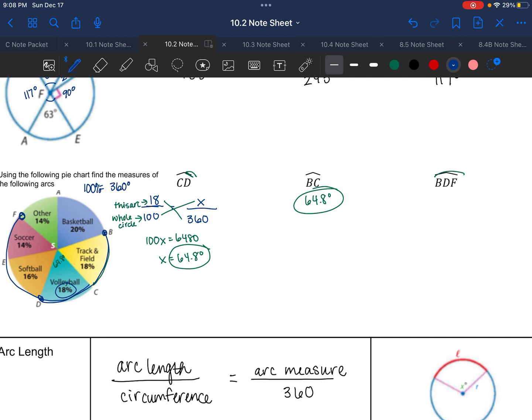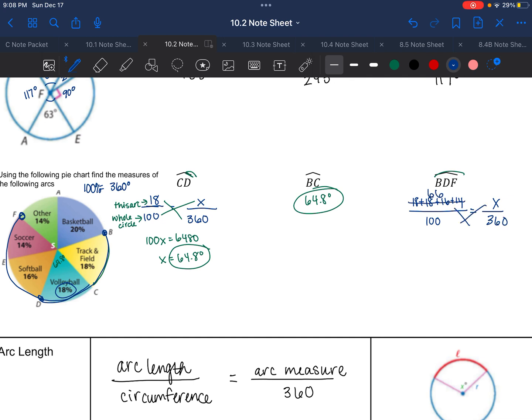If I add all of those percents together, I get 18 plus 18. You know what? I could just write it out, right? 18 plus 18 plus 16 plus 14 out of 100 equals x out of 360. If I add these together, I get 66.